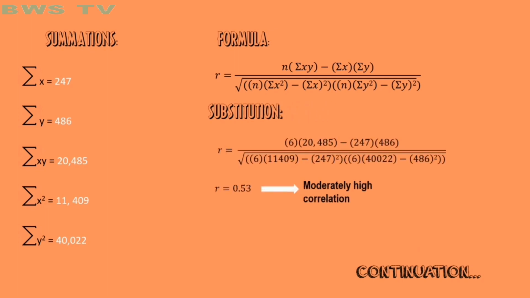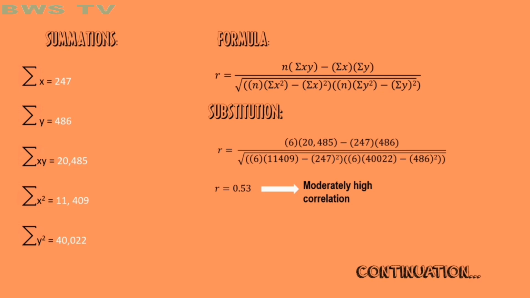So r is equal to n, or the population, times the summation of xy minus the summation of x times the summation of y, over the square root of n times the summation of x squared minus the summation of x quantity squared, multiplied by n, or the population, times the summation of y squared minus the summation of y quantity squared, wherein n is equal to the number of variables in the column and r stands for our sample.